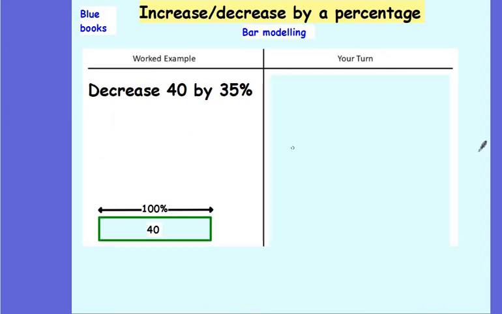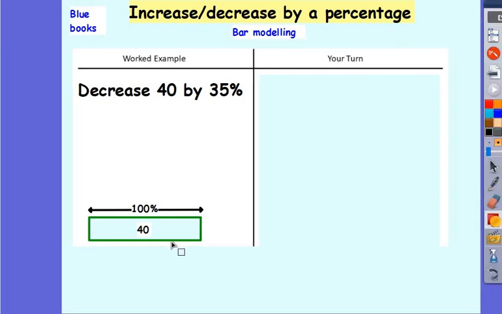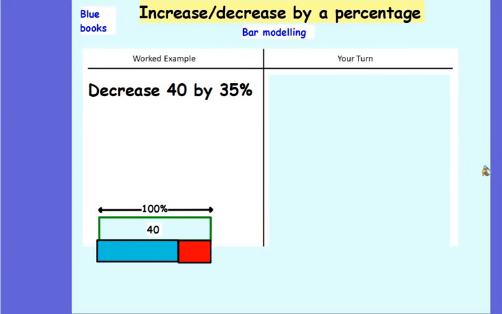Let's do another example. I'm going to go through this one and then you're going to do a similar one in your dark blue books, so watching me for now. This time I want to decrease 40 by 35%. So I want to get rid of a little bit more this time, a 35%, which is going to leave me with what percentage, Drew, if I've taken away 35%? Great, 65% is left. We're getting rid of this 35% this time.